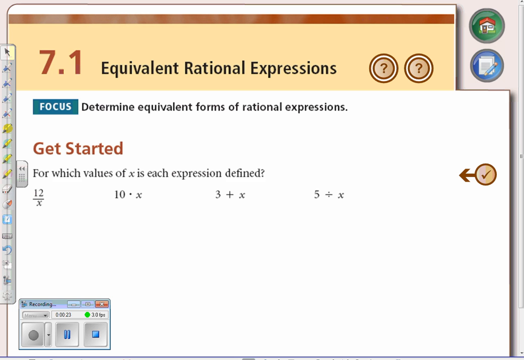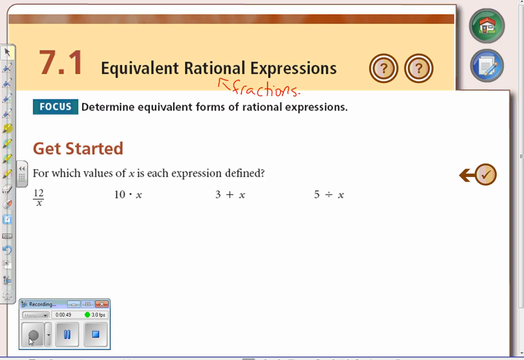Rational, fancy word for fraction. So we're going to be dealing with fractions here. And these fractions are going to have the variable in the denominator. Okay, so looking for now which values of x will allow it to be defined and not defined. We're looking for restrictions.